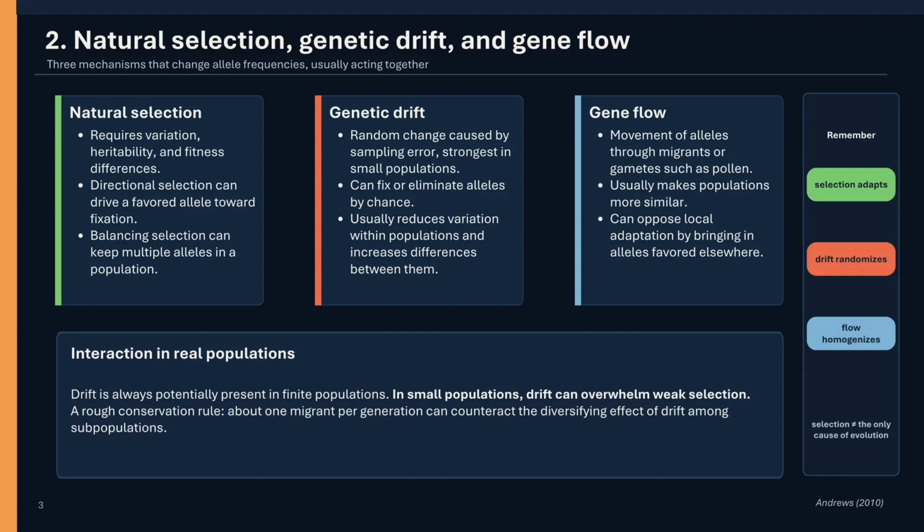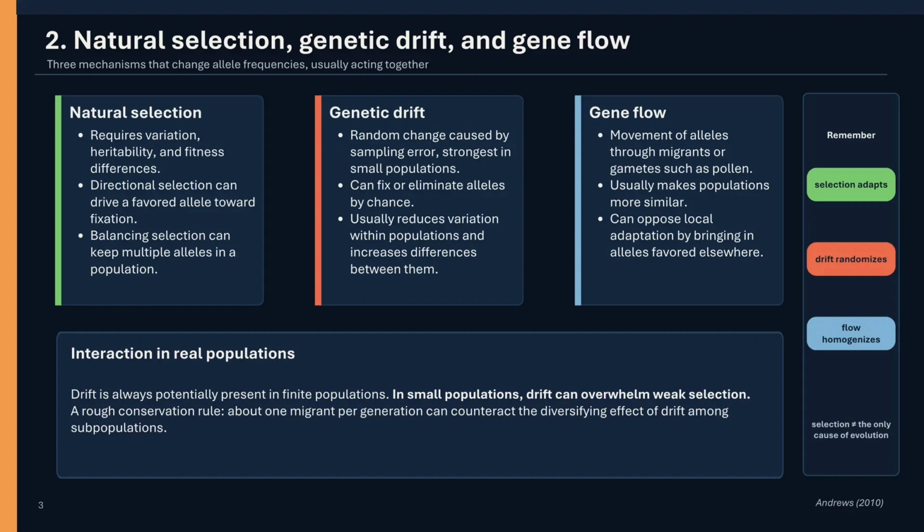Other evolutionary mechanisms are genetic drift and gene flow. Genetic drift is random change in allele frequencies caused by chance, and it comes from basically a sampling error when only a limited number of gametes are passed to the next generation. Drift is strongest in small populations, and it can cause an allele to become fixed or lost purely by chance. It tends to reduce genetic variation within populations and increase differences between populations.